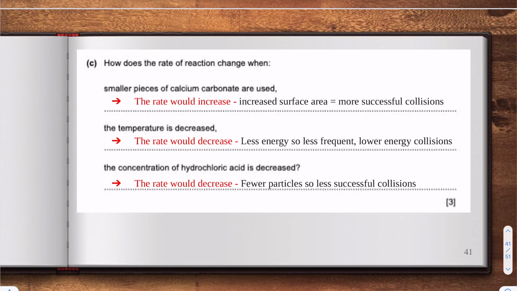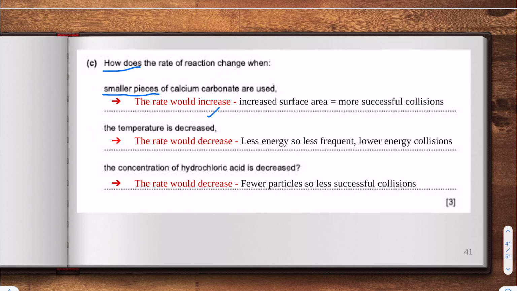So let's have a look at the kind of question. How does the rate of reaction change when smaller pieces of calcium carbonate are used? So this is talking about surface area. Of course, if we use smaller pieces, it's like powdering it up, so the rate is going to increase. Remember, it just says how, it doesn't say explain why the rate of reaction changes. I've put the black in to clarify for you now, but you would get the mark for saying the rate would increase.